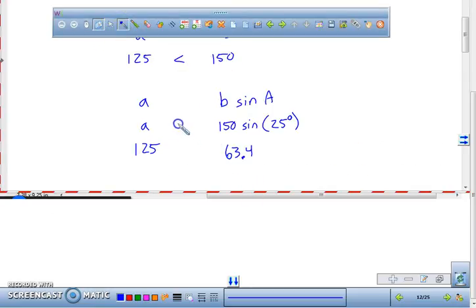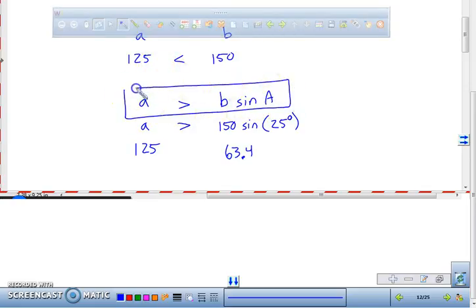Oh, look at this. A is bigger than B times the sine of A. So A is less than B, but A is greater than B times the sine of A. Which rule does that let us know? We have 2 solutions. Now that we know we have 2 solutions, we need to solve for all the angles and all the sides.